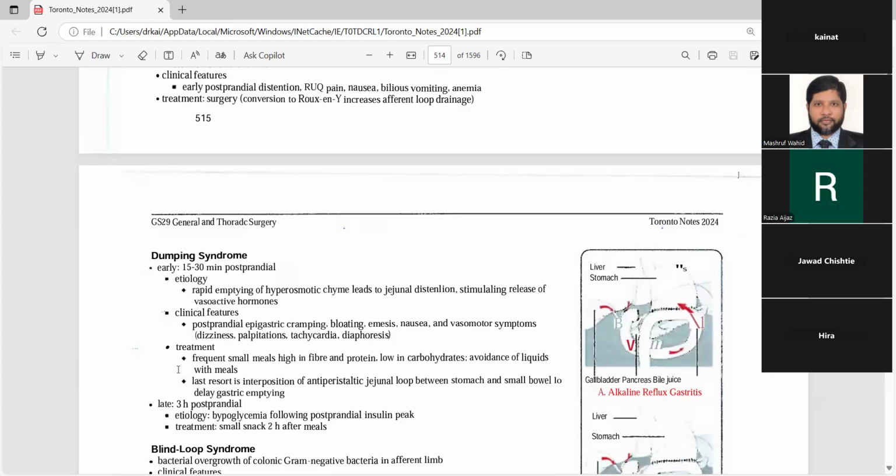Then dumping syndrome, it's very, very, very important. Postprandial epigastric cramping, bloating, nausea. Then how is the treatment? Why it's important? Because of the treatment. There is no medicine, no surgery, only advising about frequent small meals high in fiber and protein, low in carbohydrate, avoidance of liquid in meals. So usually we go for this treatment. They like you to ask, if you know the basic counseling part, how you're going to approach the case or what you're going to tell the patient.